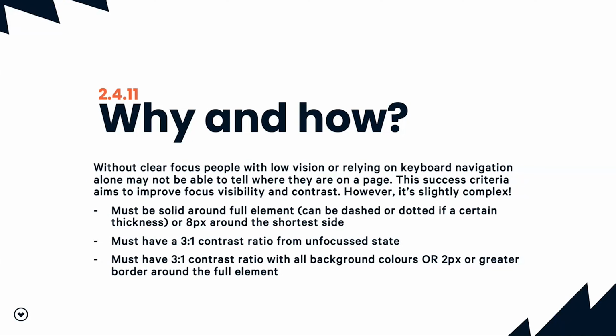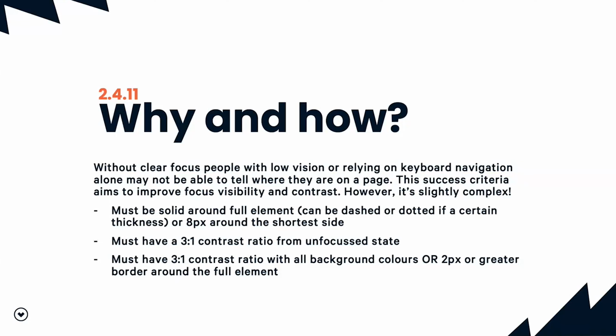So it must now be a full solid border around the full element, not overlapping or cut off in any way. However, it can be dashed or dotted if it meets a certain thickness, or 8 pixels width on the shorter side. These are two of the things that I'm still trying to wrap my head around. I'm not entirely sure what it means by the shorter side, and I couldn't see anywhere what the thickness was if it needed to be dotted or dashed. So we'll do some more reading around those, but the essence is that it needs to be either a solid border or fairly thick.